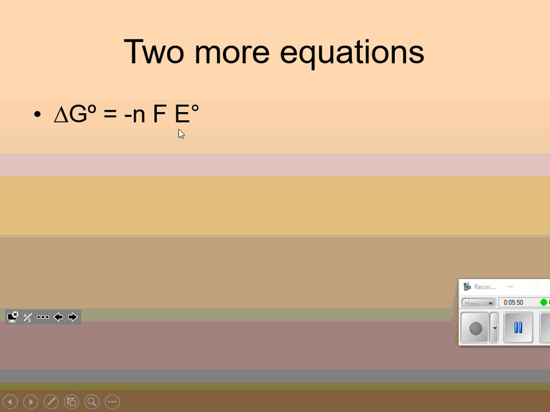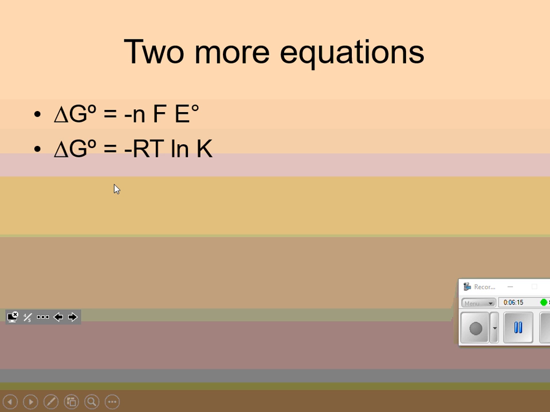So you're going to measure the E by making your galvanic cell. Faraday's constant is a known value, and then how many electrons are in your balanced redox reaction would be your N value. This equation is given to you on the equation sheet as well. So again, you're given this equation, you're given the F value. You simply have to know voltage, number of electrons. Second equation.